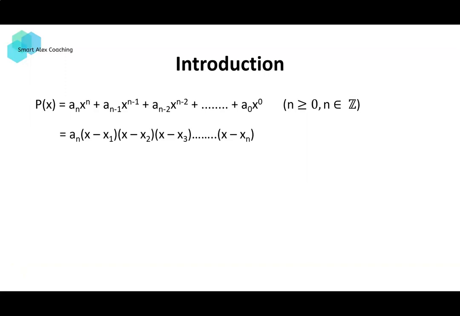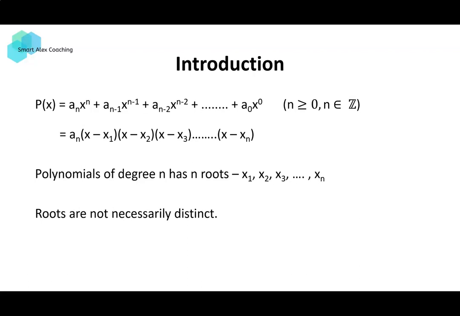Polynomials can also be expressed in factorized form as follows. Polynomials of degree n will have at most n roots, x1, x2, x3, all the way to xn. These roots are not necessarily distinct. They can be repeated roots, and the roots may be either real or complex.